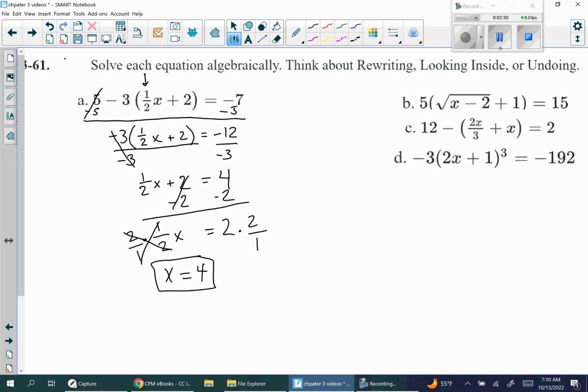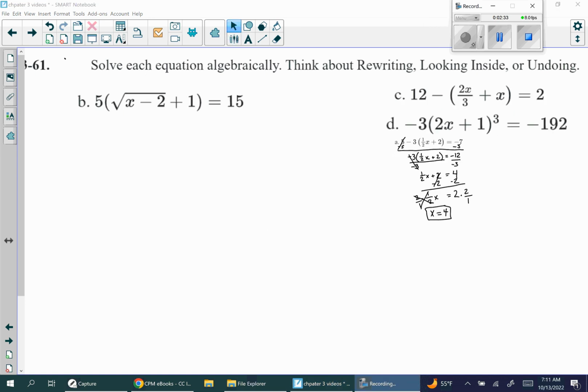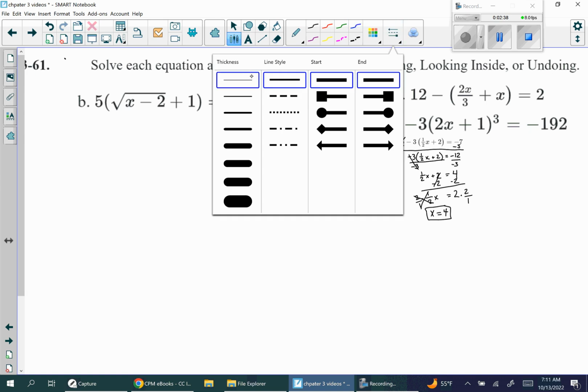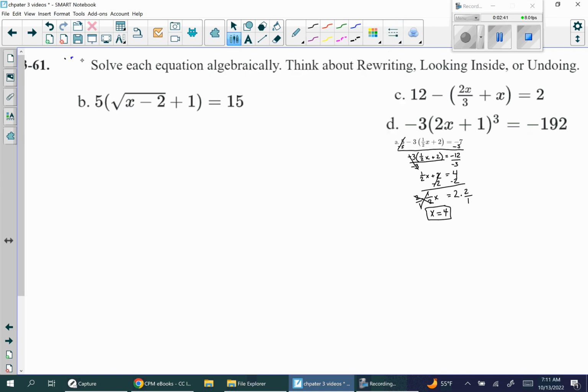All right, let's move on to number B. And oh heavens, this little guy does look a little complicated, but we're just going to use that whole undoing process and what we can do algebraically. So this is saying 5 times this quantity here, as weird as that is. And all we really need to do, I think, is divide by 5, and we can move that 5 over to the other side. The 5's cancel, and we're left with the square root of x minus 2 plus 1 outside equals 15 divided by 5 is 3.